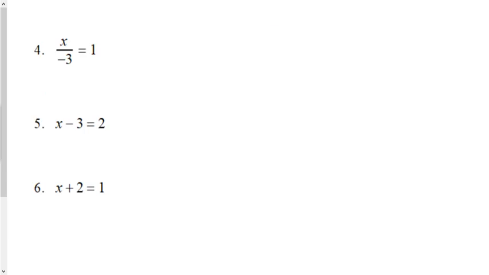Question 4, dividing by negative 3, the opposite operation is multiplying by negative 3. X will equal negative 3.